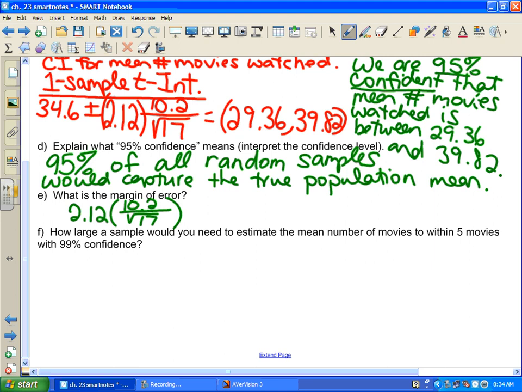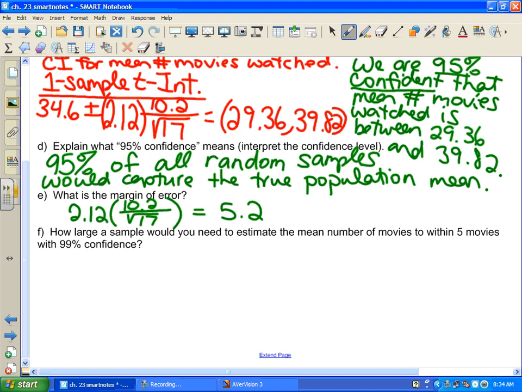So 2.12 times 10.2 divided by radical 17. Can I put 47 in? Look, that's got to be about right because 39 to 29 is a little more than 10, so half of that's a little more than 5.